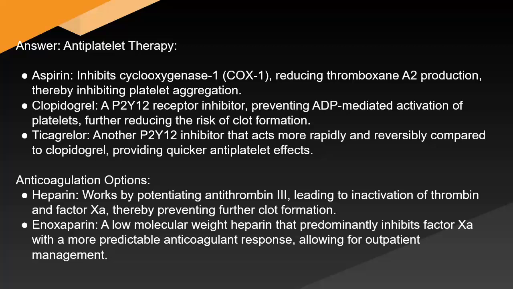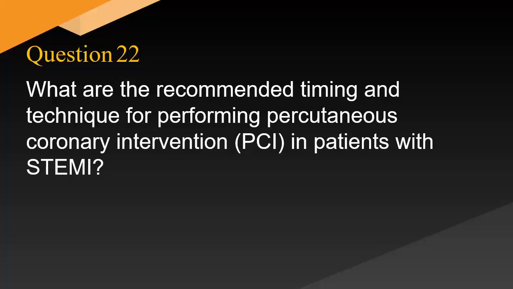Ticagrelor, another P2Y12 inhibitor, acts more rapidly and reversibly compared to clopidogrel, providing quicker antiplatelet effects. Anticoagulation options. Heparin works by potentiating antithrombin III, leading to inactivation of thrombin and factor Xa, thereby preventing further clot formation. Enoxaparin, a low molecular weight heparin that predominantly inhibits factor Xa, has a more predictable anticoagulant response, allowing for outpatient management.